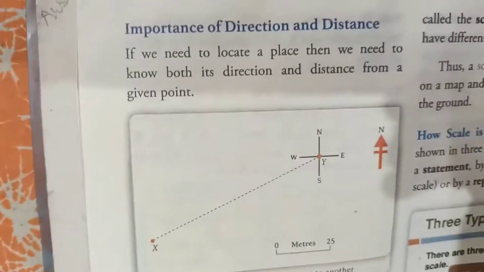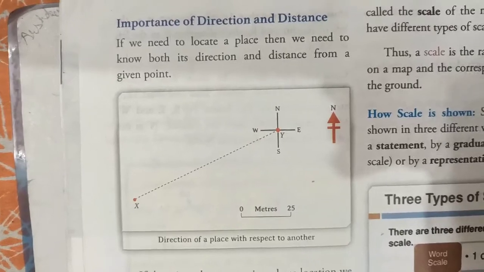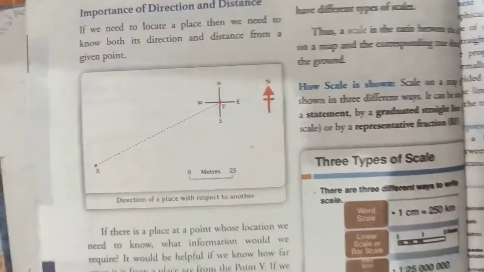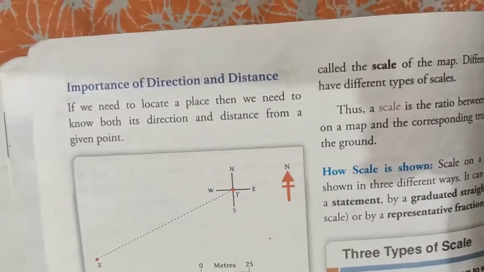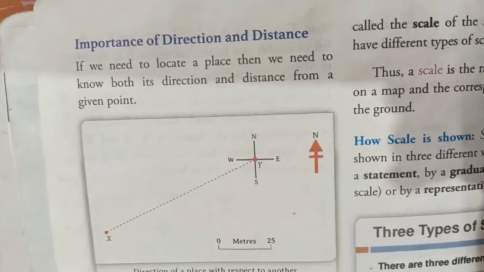Now we move on to the next page. Now children, the next heading is importance of distance and direction. Okay, now children, distance and direction, they are very important. Why are they important? If we want to locate a place.